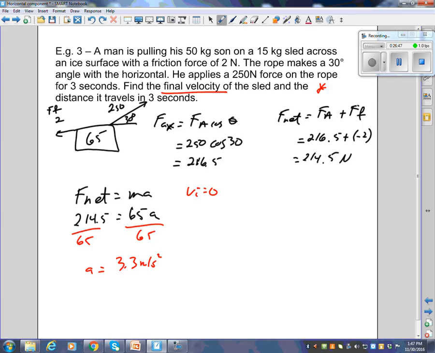And so a equals delta v over delta t. 3.3 is equal to delta v over time 3 seconds, and you get a change in velocity of 9.9, right? Multiply both sides by 3. If the Vi is 0, what does that tell us? That means that the Vf is also 9.9, right? If you start at 0 and you change by 9.9, well, then you're at 9.9, right?